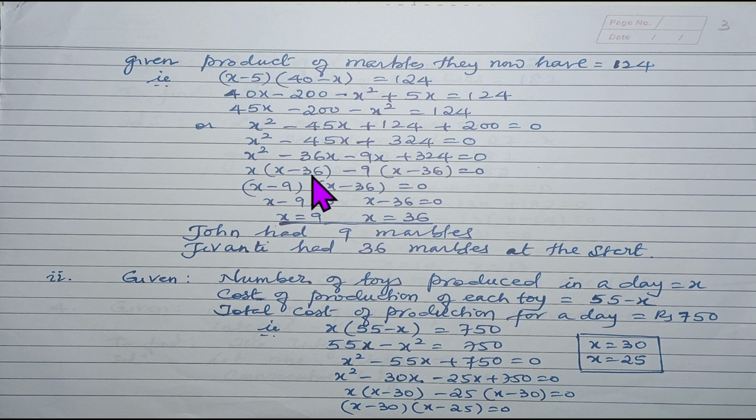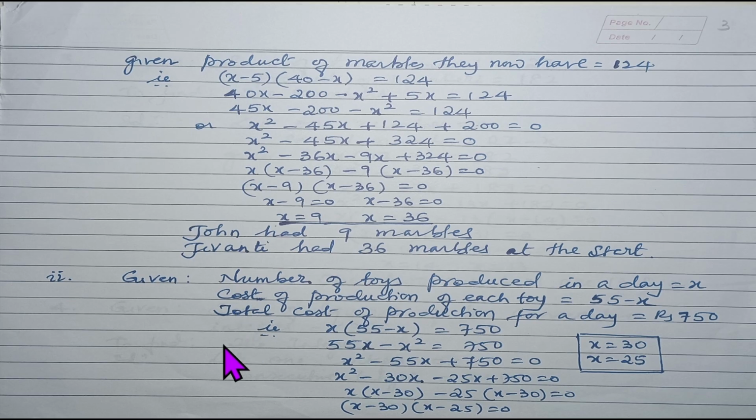By middle term splitting method, we get two factors, x minus 9 and x minus 36 equal to 0. Therefore x minus 9 equal to 0, x minus 36 equal to 0, or x is equal to 9 and x is equal to 36. Therefore John had 9 marbles, whereas Jeevanti had 36 marbles at the start. So the number of marbles which John and Jeevanti had are 9 marbles and 36 marbles respectively.